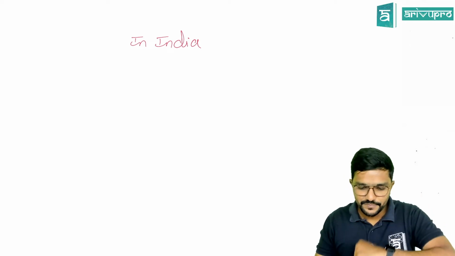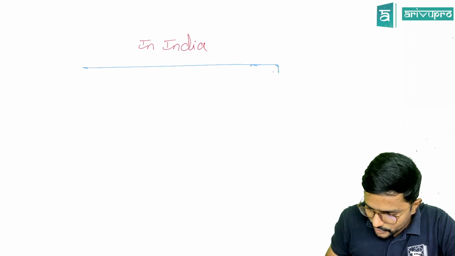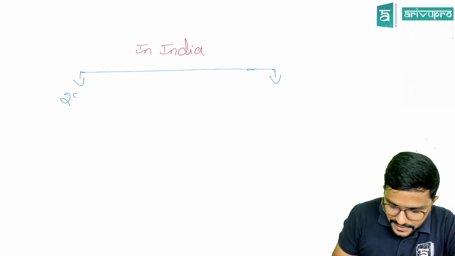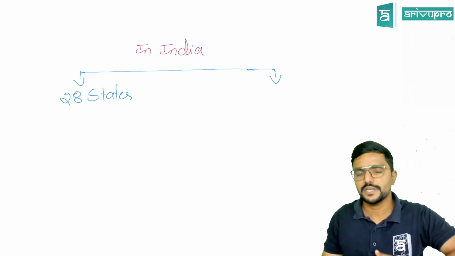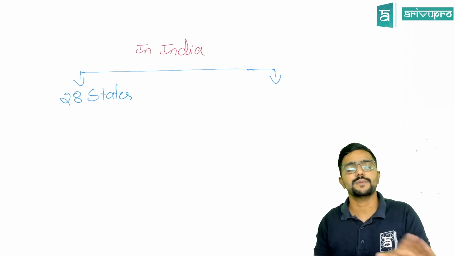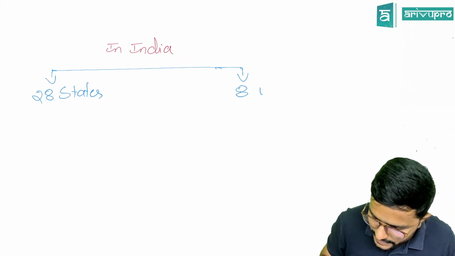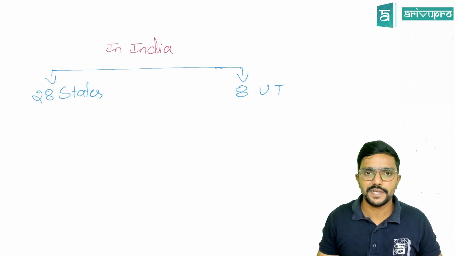Okay, next. So in India, for geographical purposes, how many states and how many union territories are there in total? There are 28 states, guys. Now, after the removal of Jammu and Kashmir, previously it was 29, including Jammu and Kashmir, but now they have made it a union territory. So there are totally 28 states and 8 union territories.